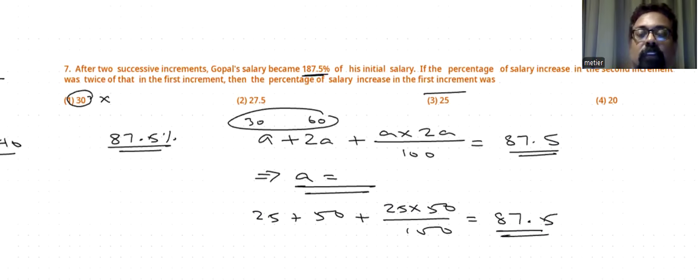Our answer is 25. If 25 is not our answer, we have to check with 20. If 20 is not our answer, 27.5 is the obvious choice. But if we want to solve this equation, it will be a quadratic equation. It will take some time. I think putting values and checking simple calculations will be very helpful for you. Next.